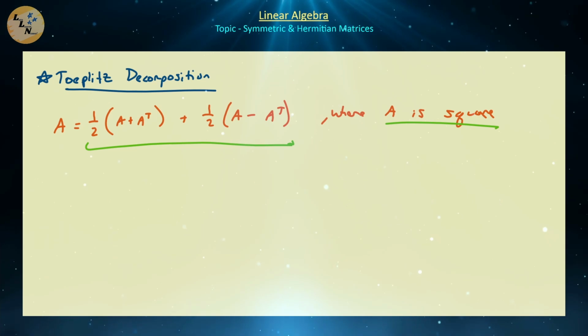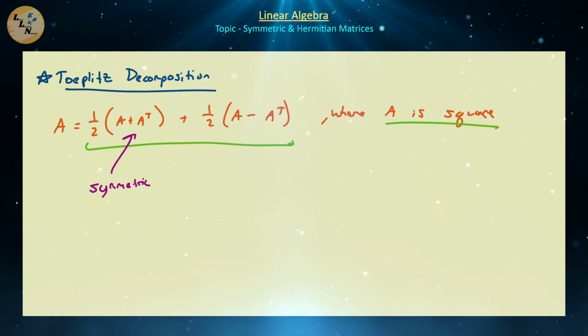So what's so special about this decomposition? We've already shown that A plus A transpose is always going to be a symmetric matrix, even if the matrix A is not symmetric. It literally can be any square matrix. As long as A is square, A plus A transpose is defined and is always symmetric. So what about this A minus A transpose? What is so special about that?